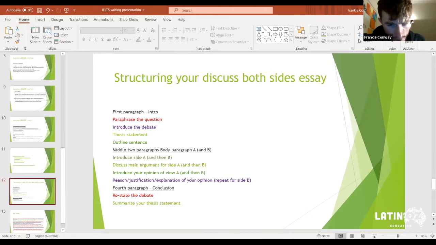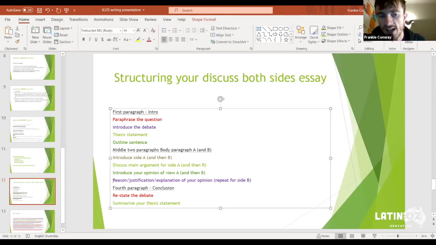And then, guys, you would give your own justification or explanation for why you agree or disagree. So why do you think it's a valid or not so valid perspective? Then, guys, the conclusion, restate the debate and summarize your thesis statement.